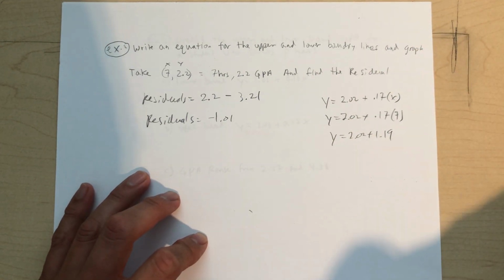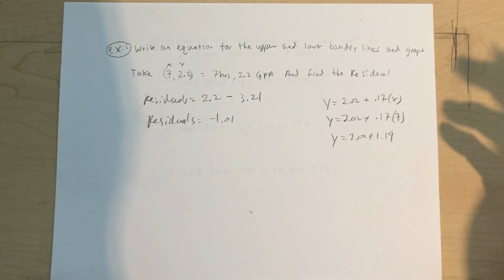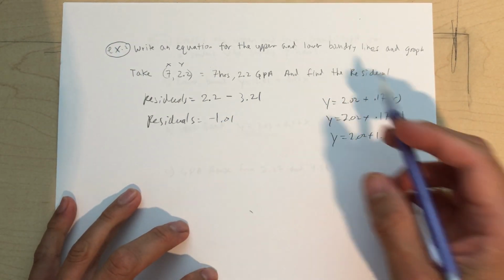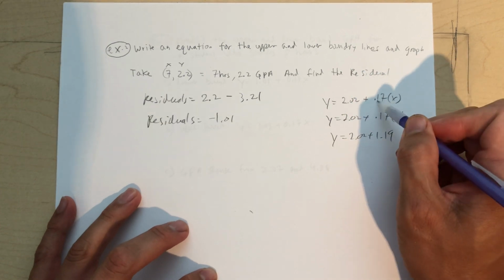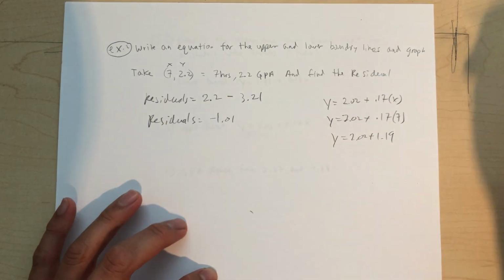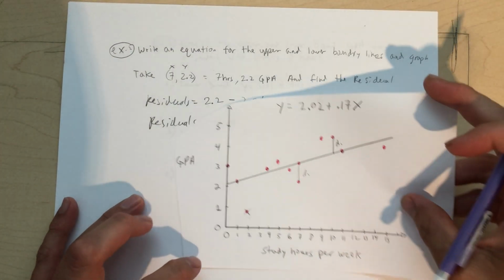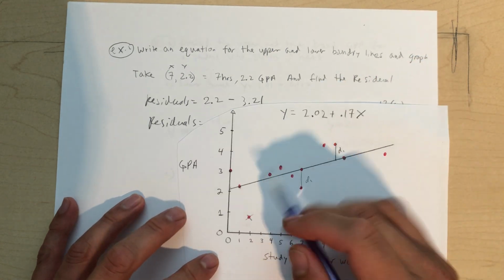So I'm going to take this one back real fast. But you know what? Let's go and write down an equation first. We want it to be the exact same thing, so we're going to use the exact same slope. Our slope is 0.17. Now you want to graph. So he's starting over here at 2.02.